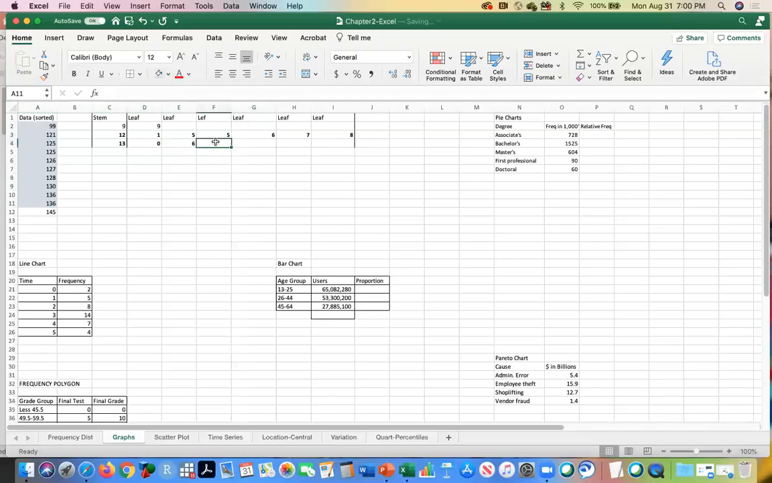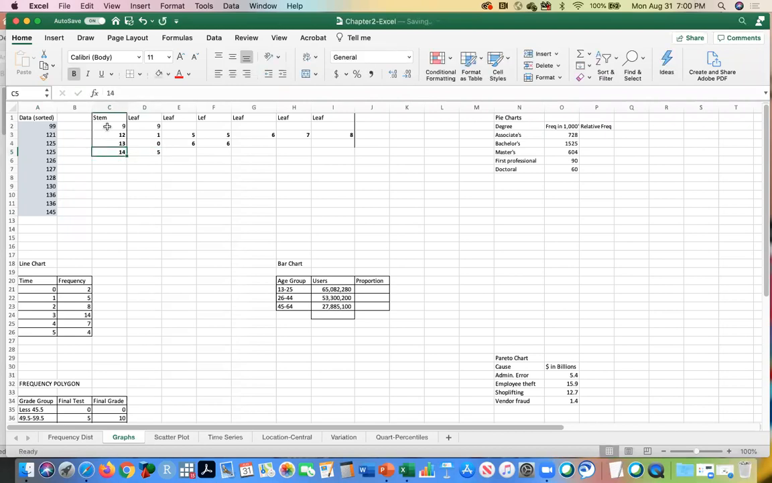So I'm organizing my data. It's good that we organize the data first. And then the last one is 145. My stem is going to be 14 and my leaf is going to be 5. So 14 is the stem and 5 is the leaf.